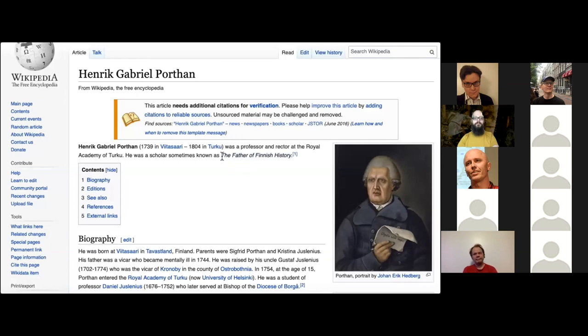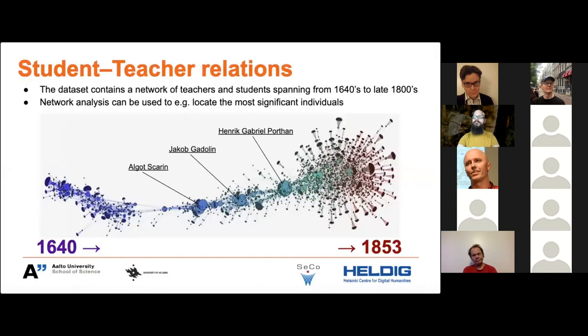He was a professor and rector at the Royal Academy of Turku, and a scholar sometimes titled as the father of Finnish history. The two other central figures are the university professor and bishop of Turku, Jacob Gadolin, and professor and historian Algot Scarin.